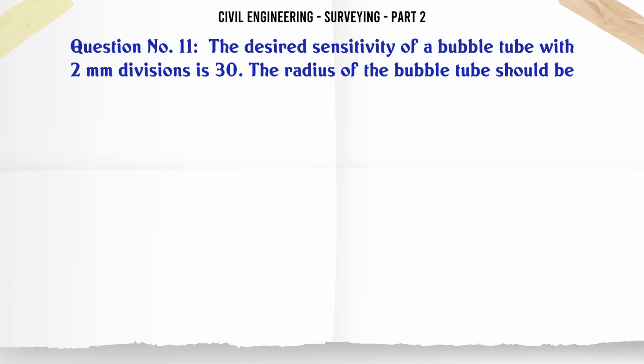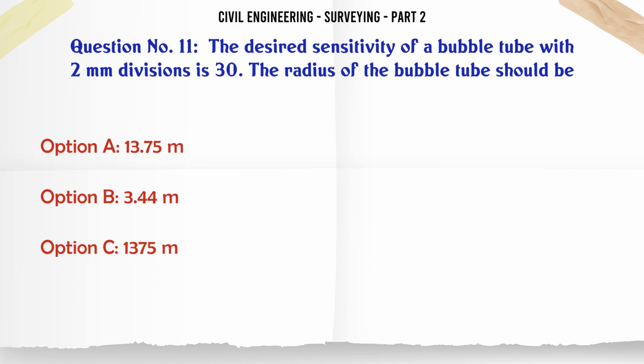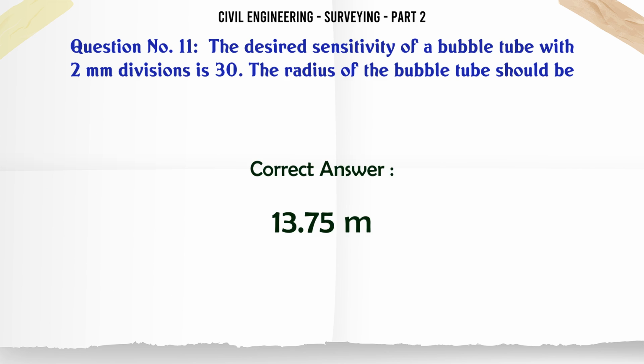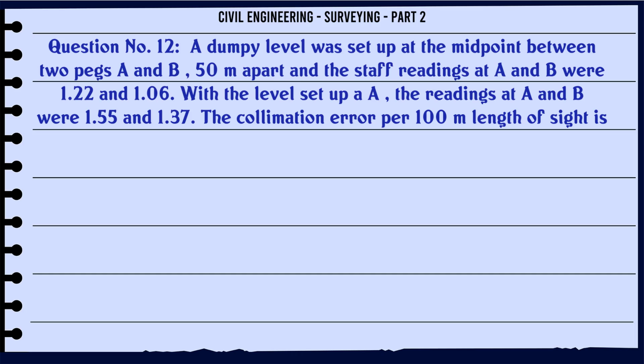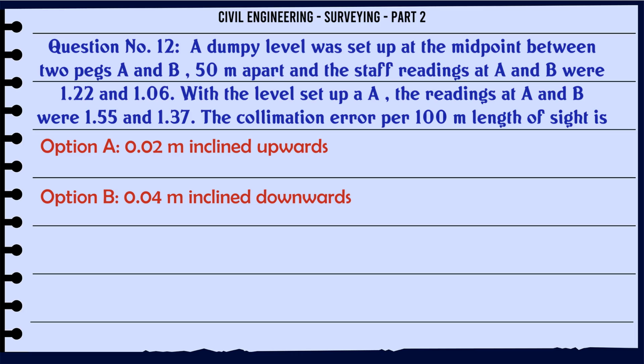The desired sensitivity of a bubble tube with 2 mm divisions is 30 seconds. The radius of the bubble tube should be A. 13.75 m, B. 3.44 m, C. 1375 m, D. none of these. The correct answer is 13.75 m.